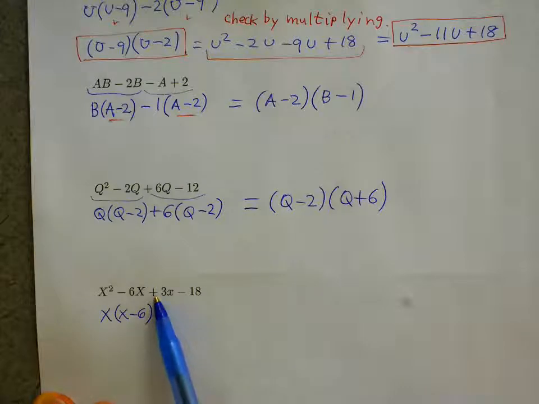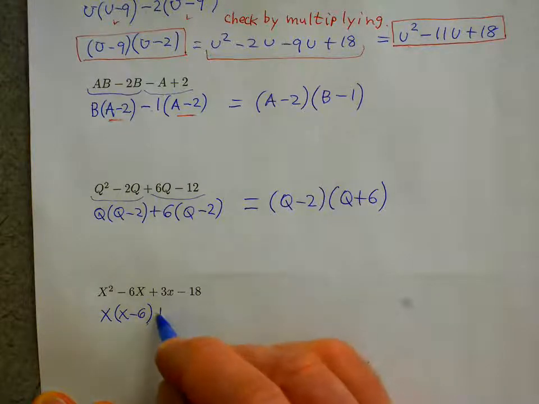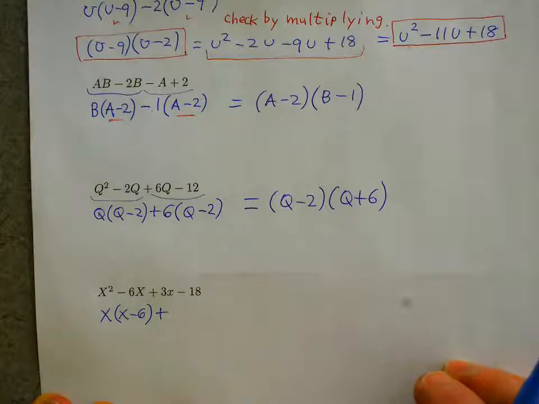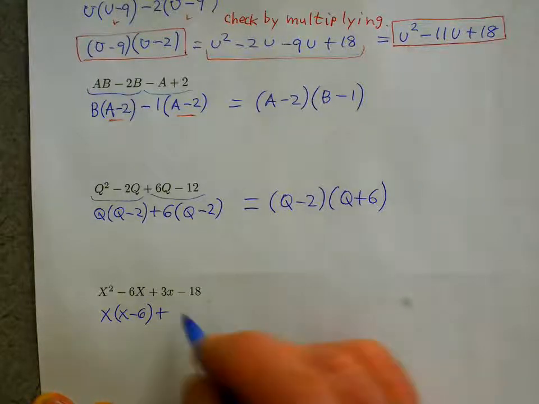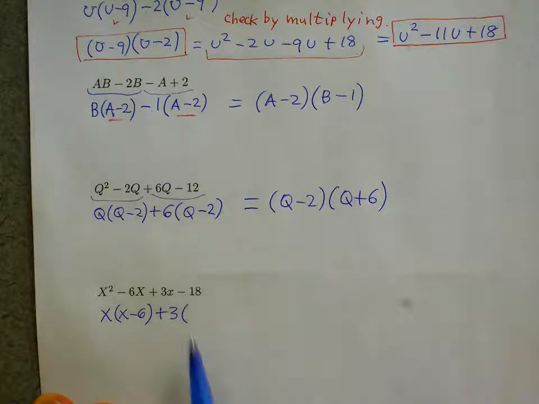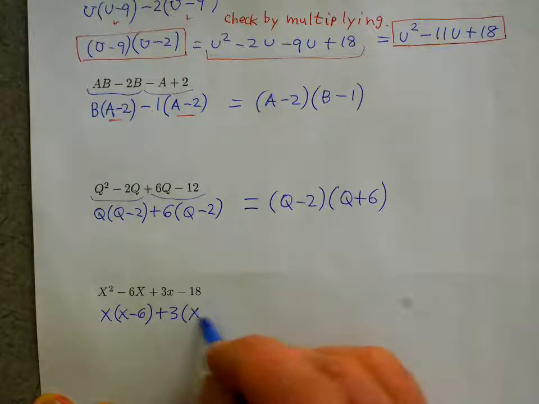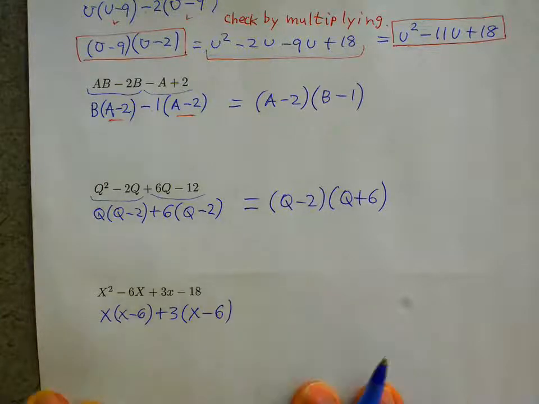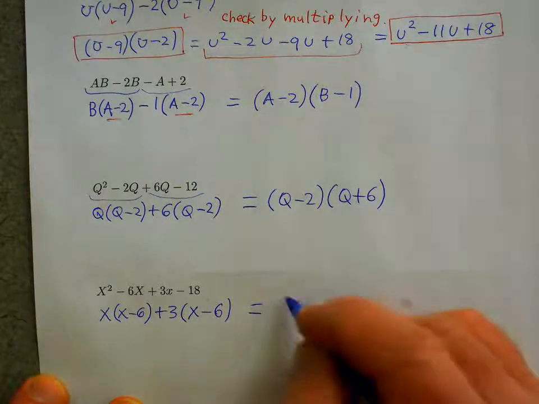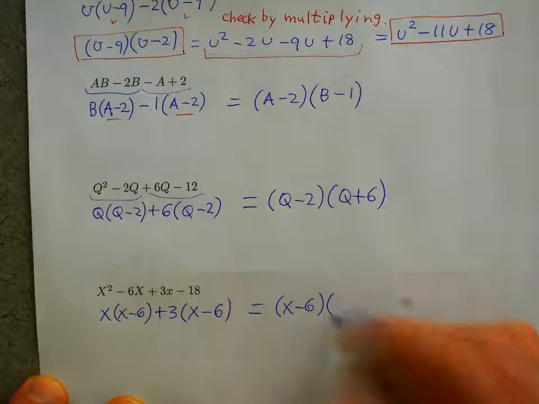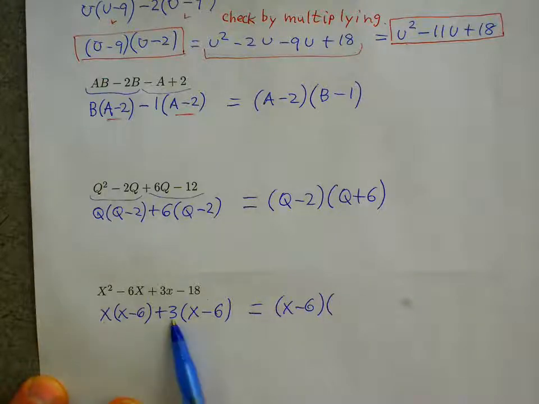The middle operator is addition again, so that's the easier situation. So we just factor out the greatest common factor of the third and fourth terms, 3x minus 18. The greatest common factor is 3. And when we factor 3 out of 3x minus 18, we're left with x minus 6. And then we factor x minus 6 out, and the other factor is x plus 3.